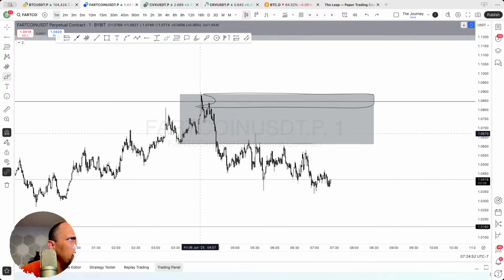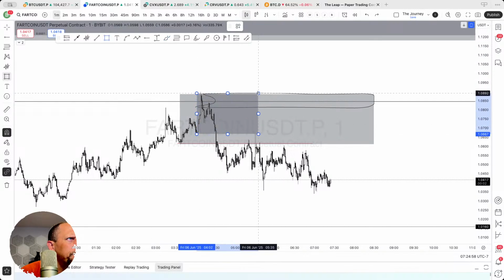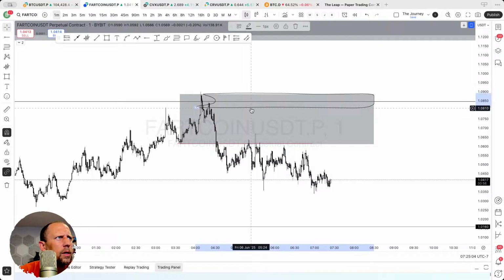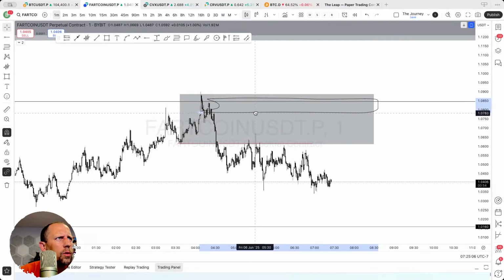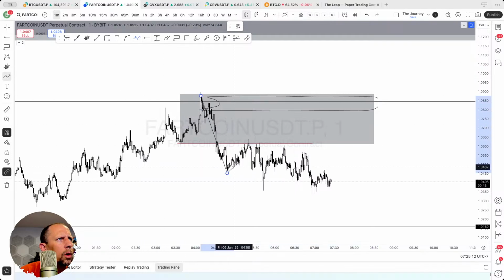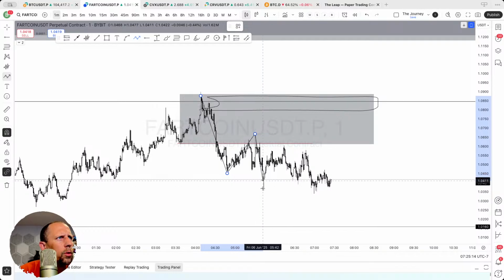I think it even nipped into this section right here. So, in order to come back, like I said, you have your entry zone up here. In order to come back to that zone at this point, you are going to break structure bullishly.